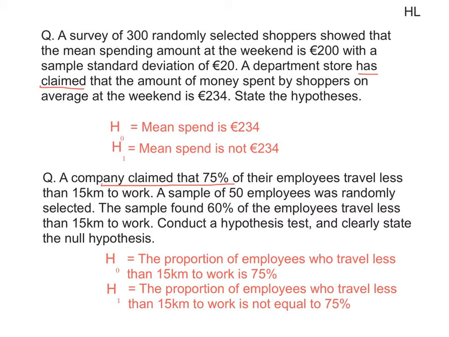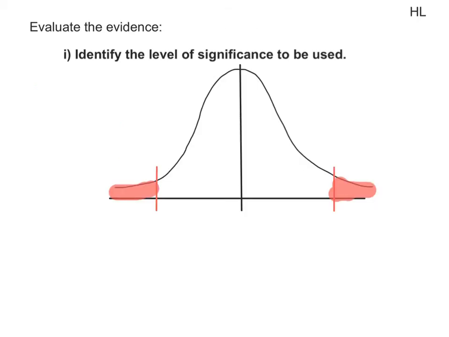That concludes the first stage of hypothesis testing. We'll move on to step 2 now. The first step in evaluating the evidence is to identify the level of significance to be used. When we are asked to complete a hypothesis test, it states a specific level of significance. For the Leaving Certificate, they use a level of 5%.